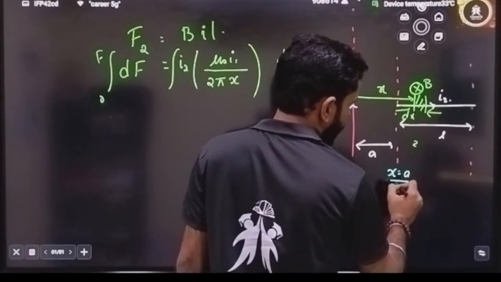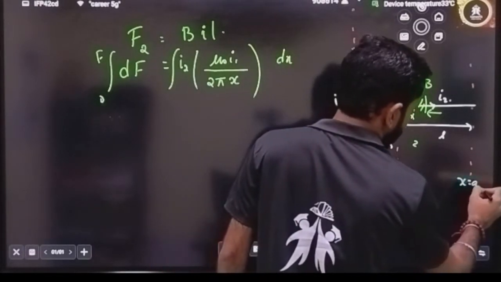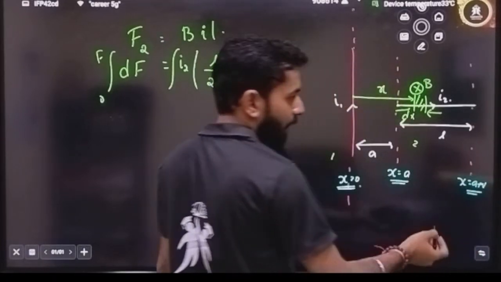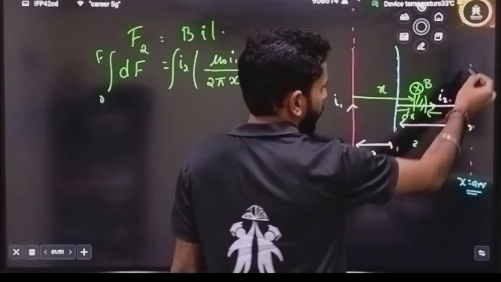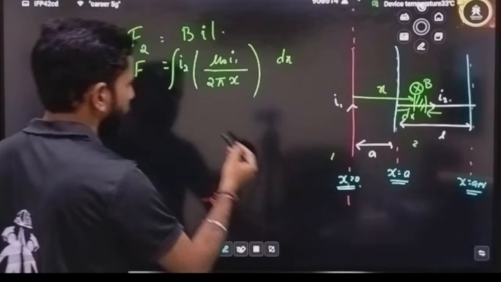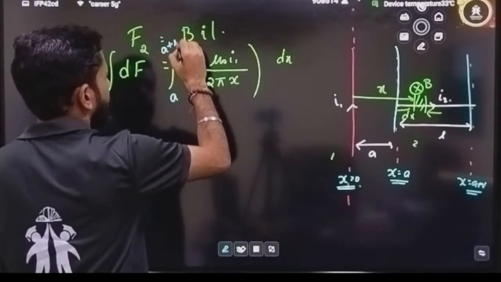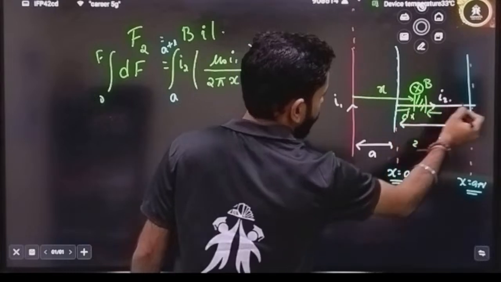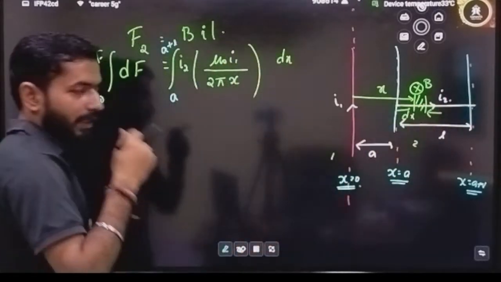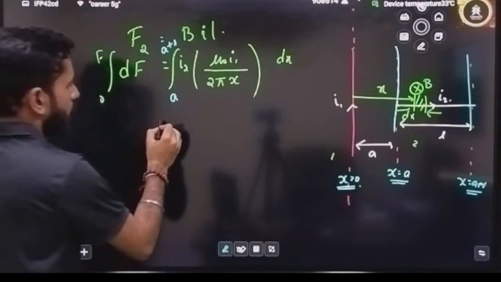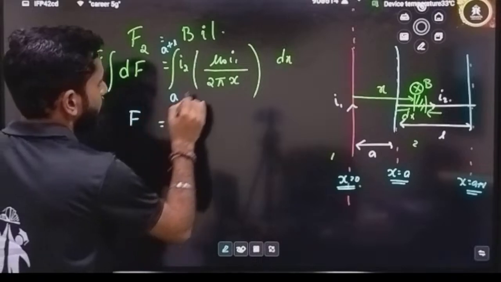Here what is the position? Here it is x is equal to a, and here it is x is equal to a plus l. You want the effect to be integrated from this point to this point. That means you want to integrate from a till a plus l, the complete effect. Is it clear?